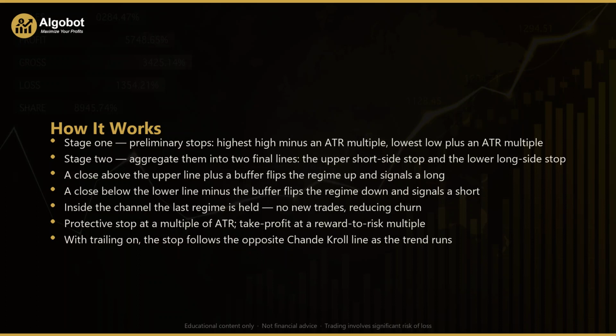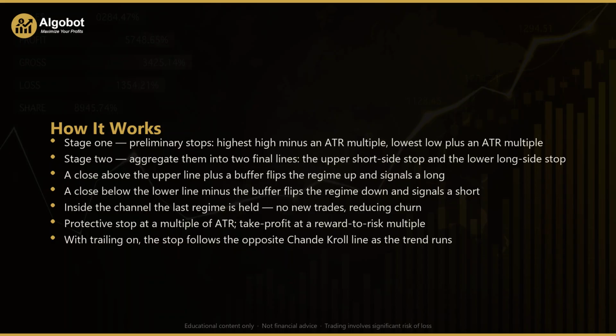When the regime turns up, it closes any short position and opens a long. When the regime turns down, it closes any long and opens a short. Only one position per magic number is held at a time. Risk is handled symmetrically. On entry, the protective stop is placed at a distance of the stop-loss ATR multiple, defaulting to 2 times the ATR away from the entry price. The take-profit is then set using the reward-to-risk ratio, defaulting to 2.5 to 1, so the target sits 2.5 times further away than the stop.